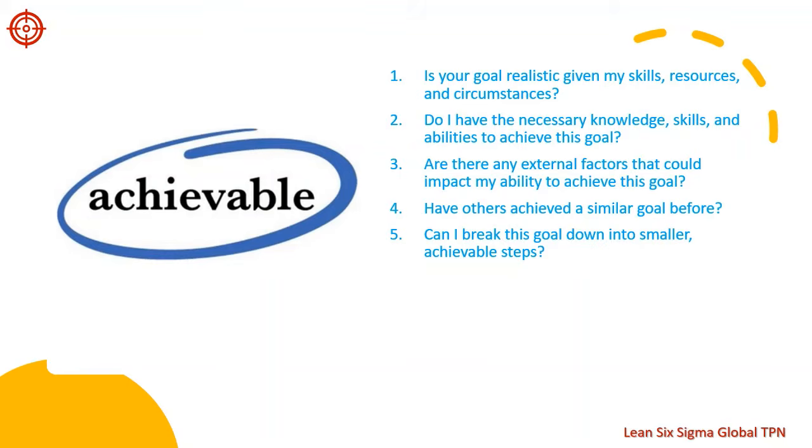Achievable goals are realistic and within your reach, given your current resources, skills, and circumstances. They are not overly ambitious or impossible to achieve, but they are also not too easy or trivial. The more achievable your goal is, the more likely you are to stay motivated and committed to achieving it.